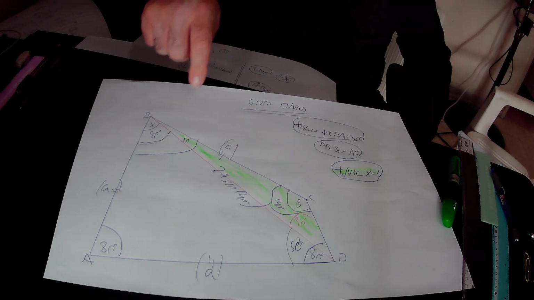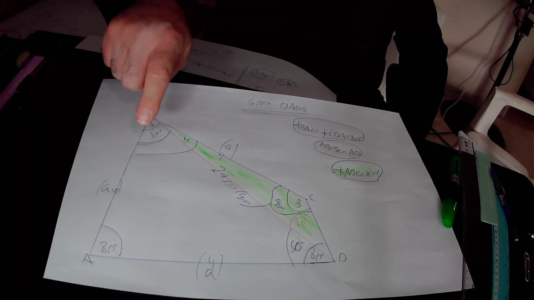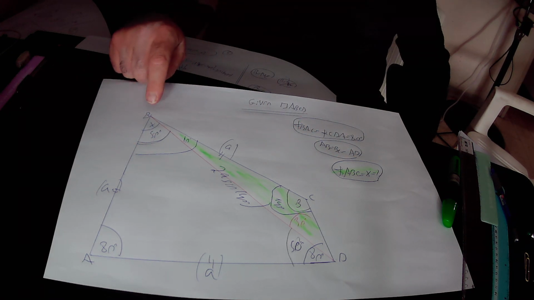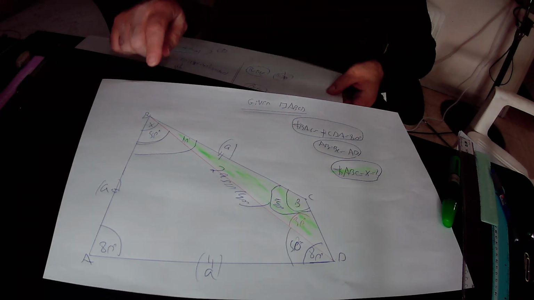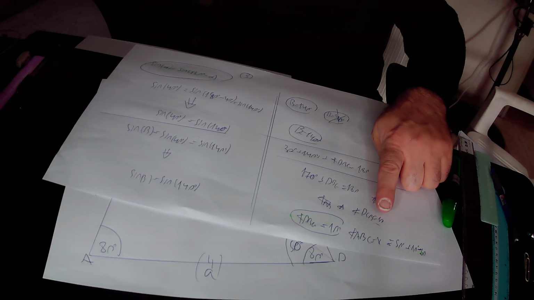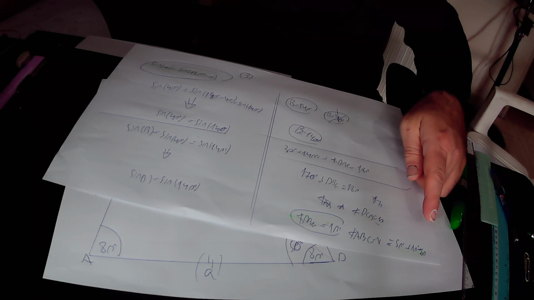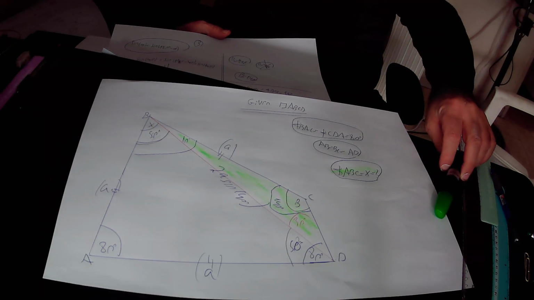Our task is to find the size of this big angle ABC. The size of this big angle ABC, which is x, equals 50 degrees plus 10 degrees, that is 60 degrees. So we found that the size of the big angle ABC, x, is equal to 60 degrees. So we finish the first question.